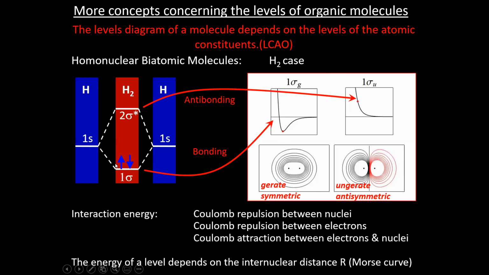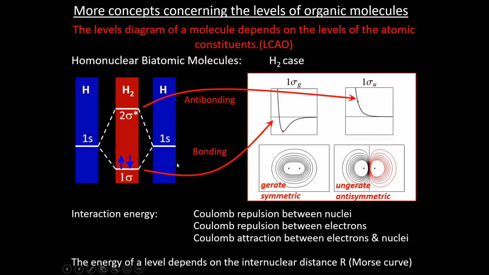Now, this orbital here, the 1 sigma, is called a bonding orbital. It's an orbital such that if you have an electron in that orbital, it will help to stabilize the molecule. The sigma star orbital is an anti-bonding orbital. If you are there, the molecule will dissociate.